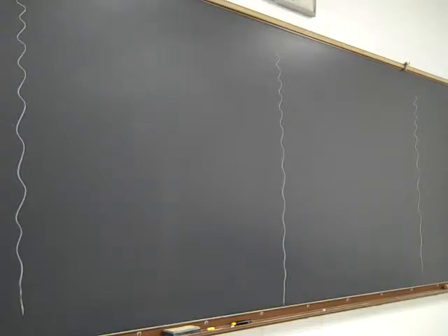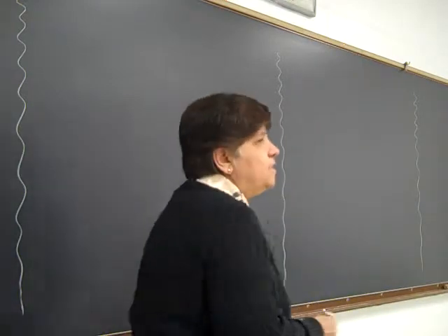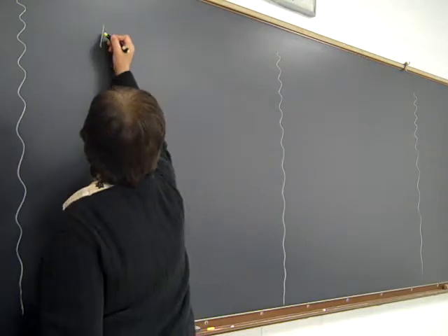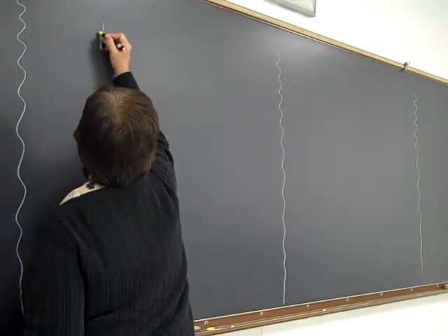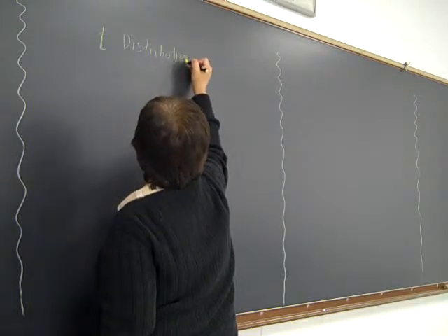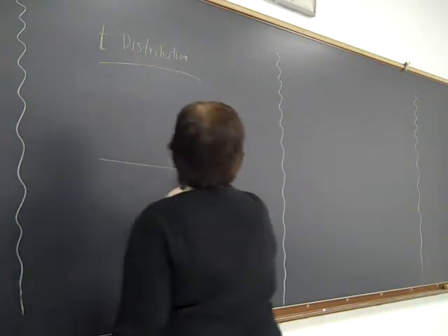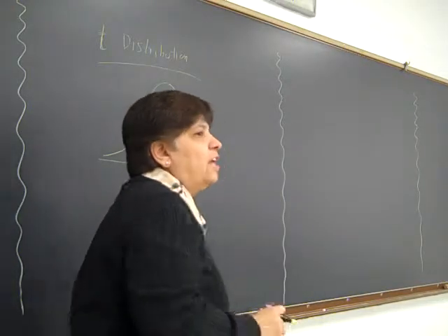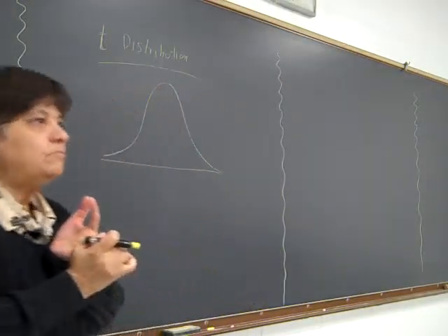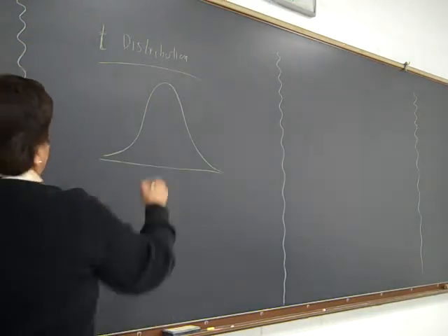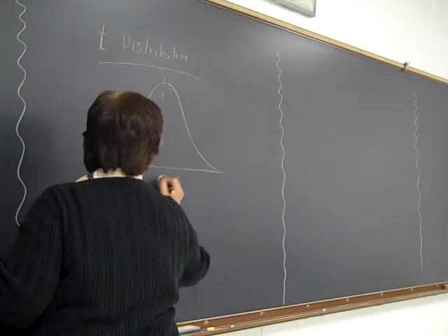Okay, so today we're going to cover one distribution that is called the T distribution. The T distribution is very similar to the standard normal distribution. It's a bell-shaped distribution, has the mean equal to 0.